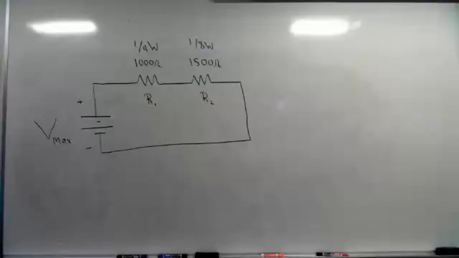We'll give you about another minute, but I'm going to read the problem. It says you have a 1,000 ohm 1/4 watt resistor and a 1,500 ohm 1/8 watt resistor, and they're connected in series. What's the maximum voltage that can be applied to this circuit without exceeding the power rating of either resistor? So when I read that, what I get is a circuit that looks kind of like this. So I'm going to let you look at this and think about it a few more minutes, and then we'll talk about it.